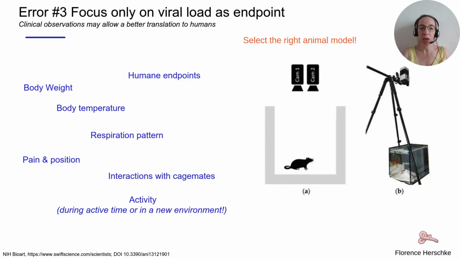I show here on the right an example of a mouse placed in a new environment or at night during its active time in a cage with cameras. You can then measure the distance that is being run by the mouse. This is a very sensitive parameter to know if the mouse is doing right or not.